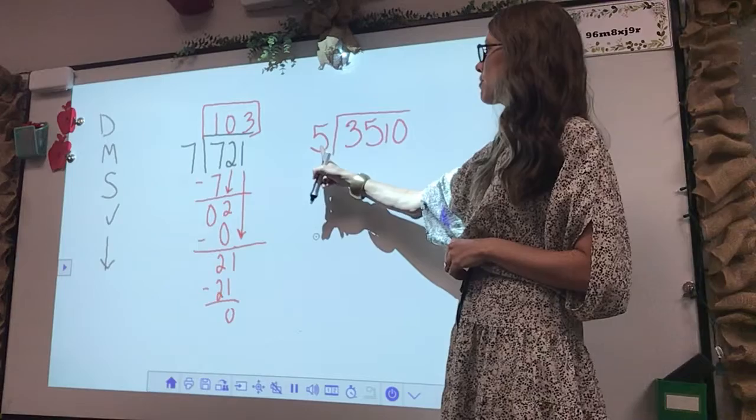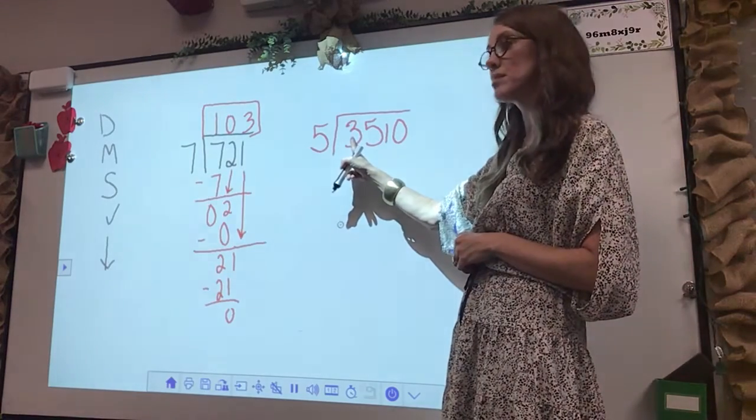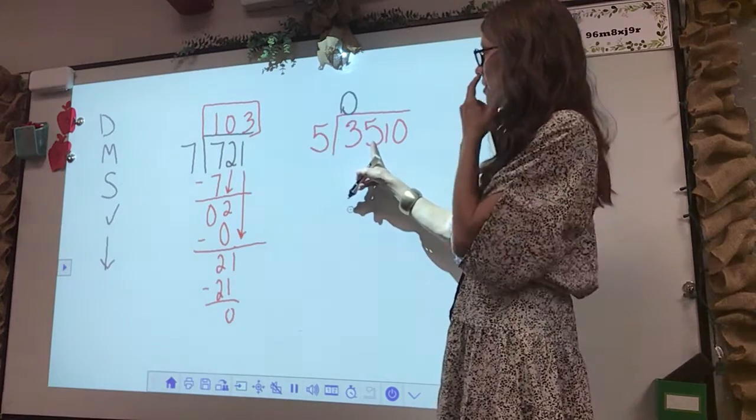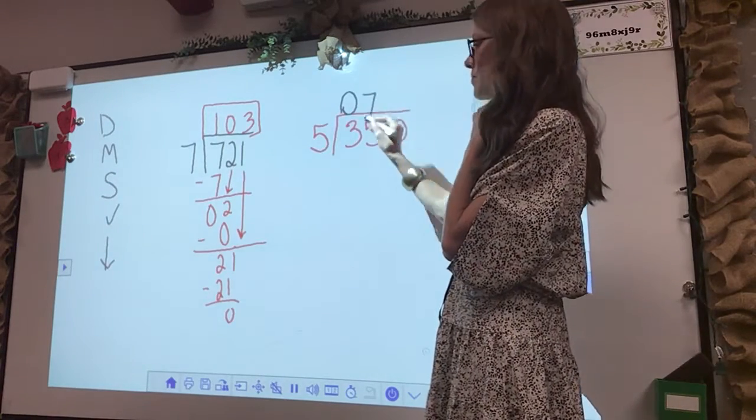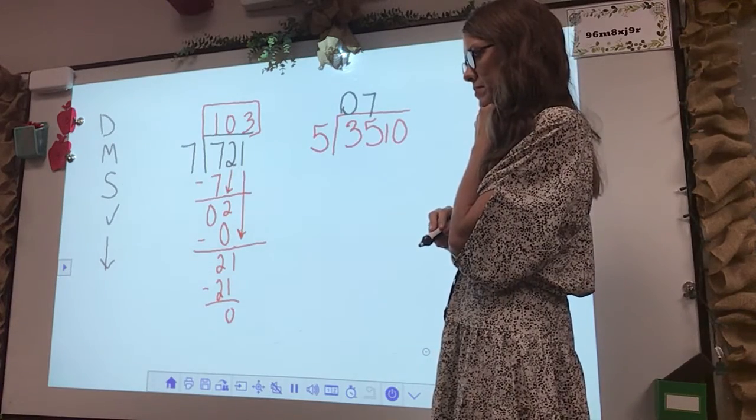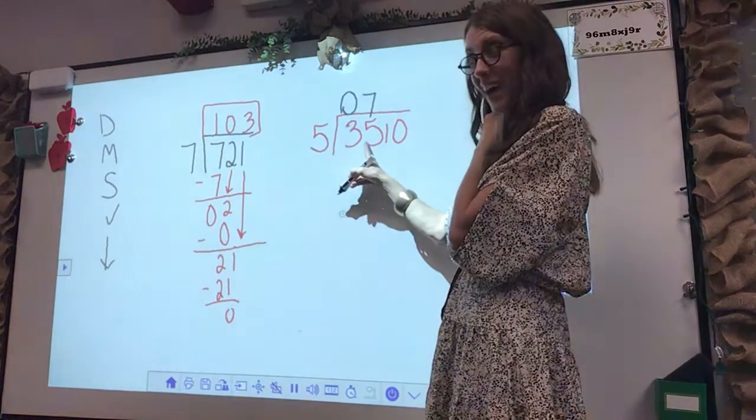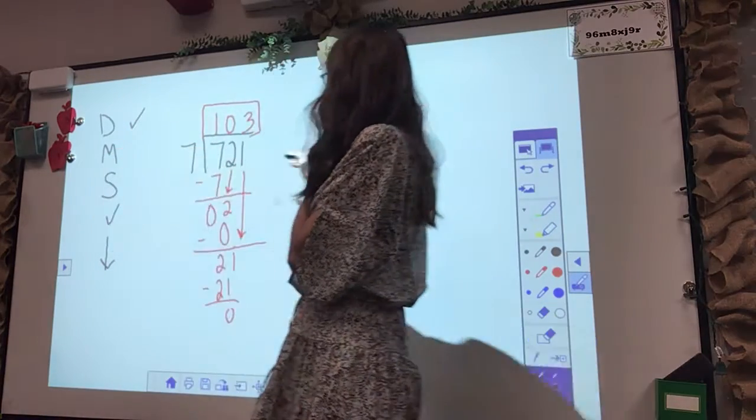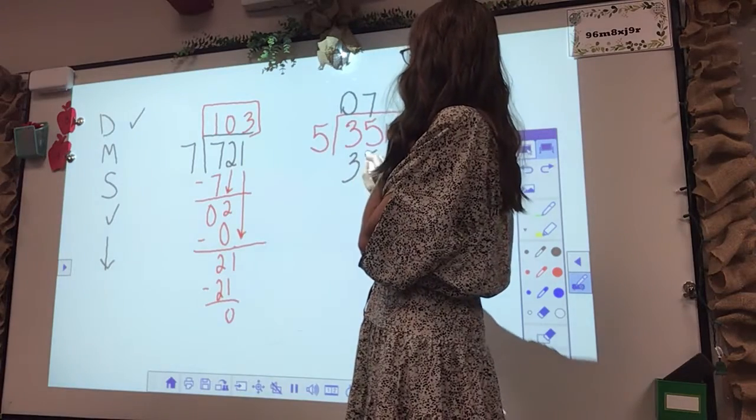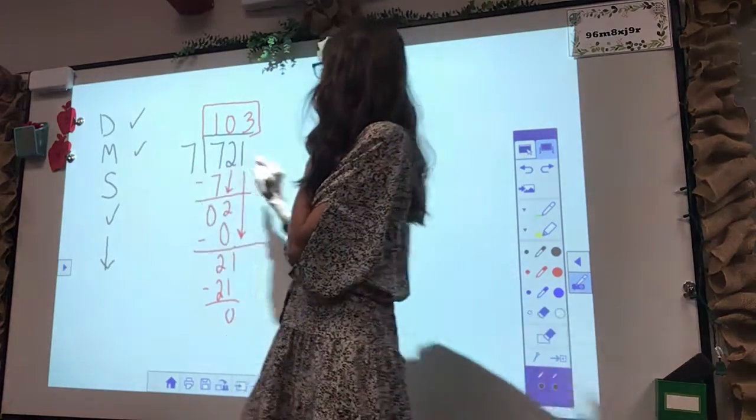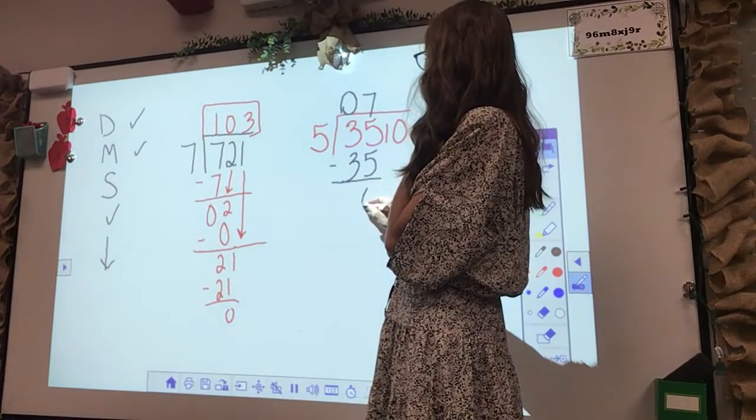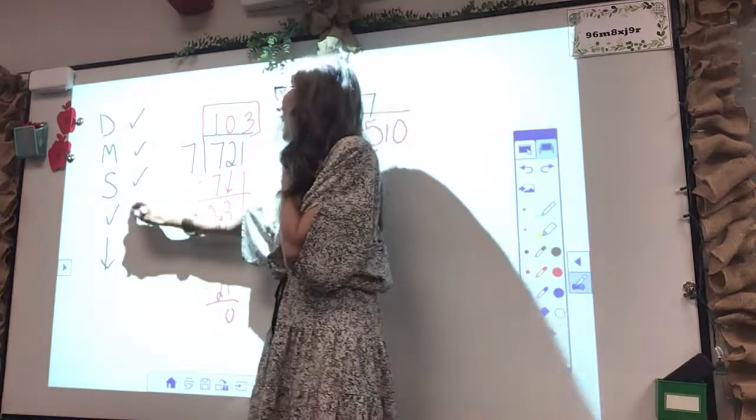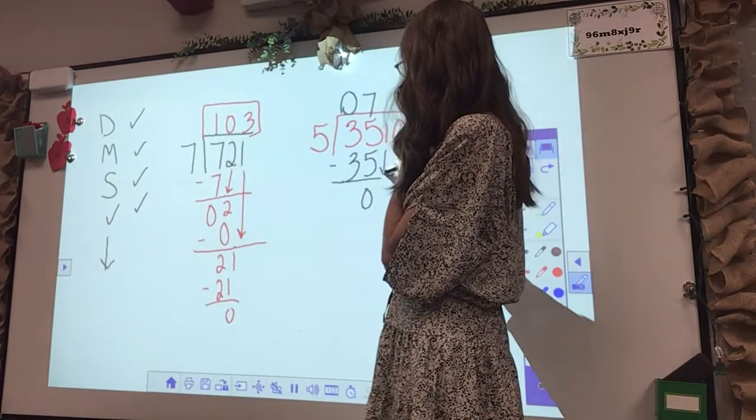So first thing we do is 5 goes into 3. How many times? 0 times. How about 5 into 35? 7. Oh, I'm sorry, 5 into 35 is 7. So we divided, now we multiply. 7 times 5 is 35. Now we subtract. 0. Now we check it. Is 0 less than 5? Yes. Now we're going to bring down the 1.